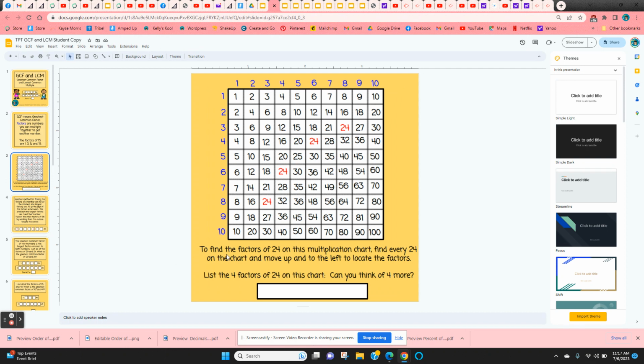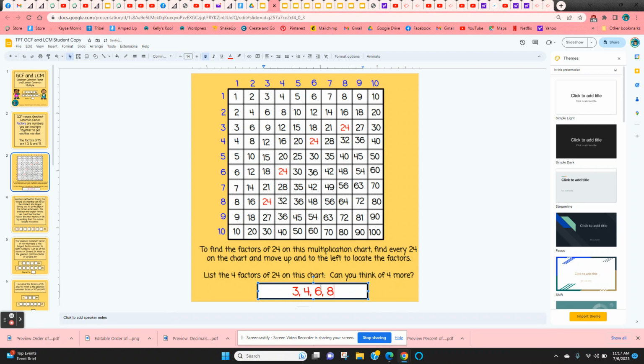So to find the factors of 24 on the multiplication chart, they find everywhere on the chart where there's a number 24. Then they move all the way to the left, there's one factor. If they go all the way up, there's another factor. Same thing with all of these. So the four that they can find on the chart would be 3, 4, 6, and 8.